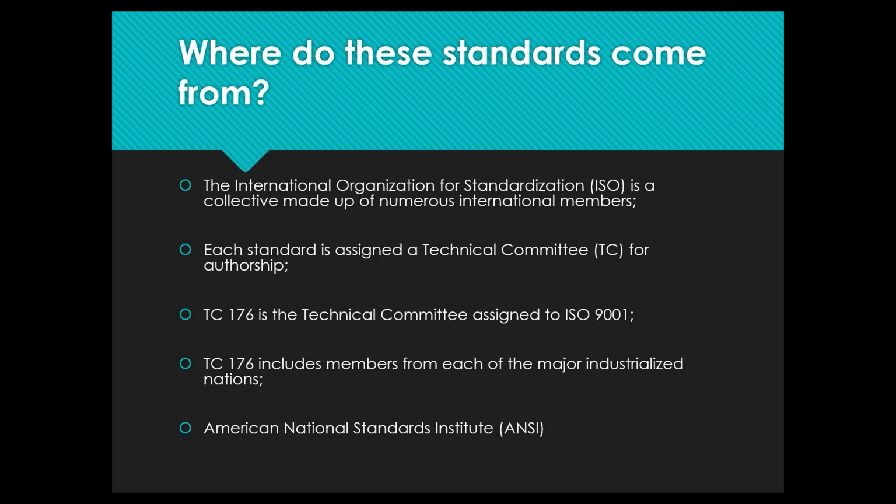Now, each of the standards that ISO publishes is assigned to a committee. If it's intended to be a standard for certification, it's typically assigned to a technical committee. Now, Technical Committee 176 is the committee that is assigned to ISO 9001. There are voting members and there are members at large. The membership on TC 176 includes representation from each of the major industrialized nations. Here in the United States, our representatives to TC 176 come from the American National Standards Institute.